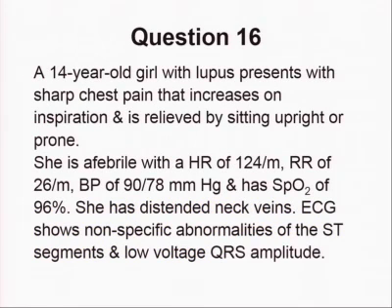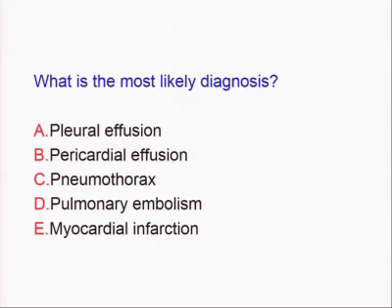A 14-year-old girl with lupus presents with sharp chest pain that increases on inspiration and is relieved by sitting upright or prone. She's afebrile with a heart rate of 124, respiratory rate of 26, blood pressure of 90/78, and has oxygen saturations of 96%. She has distended neck veins. ECG shows nonspecific abnormalities of the ST segments and low voltage QRS amplitude. What is the most likely diagnosis? Pleural effusion, pericardial effusion, pneumothorax, pulmonary embolism, myocardial infarction.